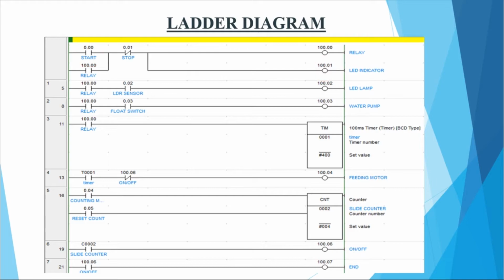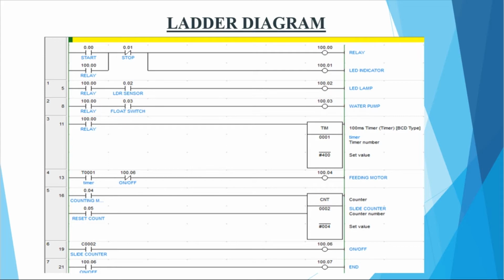On the second rung, we have a relay contact and an LDR sensor connected directly to the LED lamp. The LED lamp will automatically light up if there is no light detected by the sensor. On the third rung, we have a relay contact and a float switch connected directly to the water pump. If the water level is below the switch, the water pump will fill in the water until it reaches the switch.